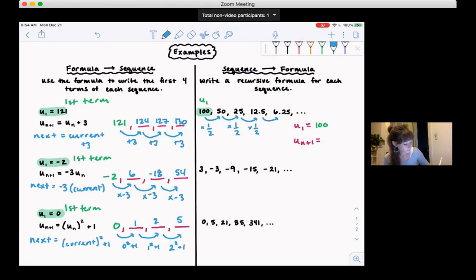And then 12.5 to 6.25, also times 1/2. So our rule would be that u sub n plus 1 equals 1/2 times the current term, or u sub n.